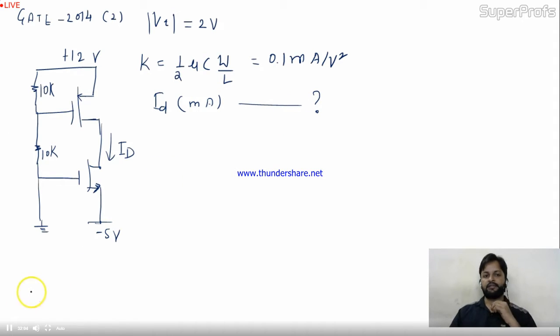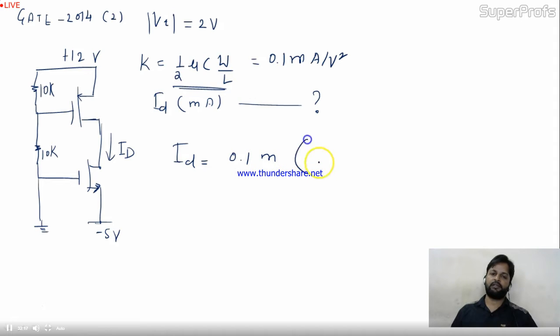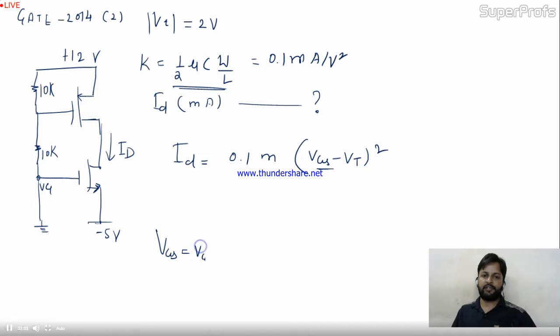So friends, this is the case of again saturation region. The value of saturation parameter is also given over here. So current is nothing but 0.1 milli into VGS minus VT whole square. Is it okay? So you need VGS. This is G. Okay, VG is 0. You need VGS, right? So you need VG minus VS. VG is 0, and this is VS, that is minus 5. So it becomes plus 5. VGS is 5 volt.